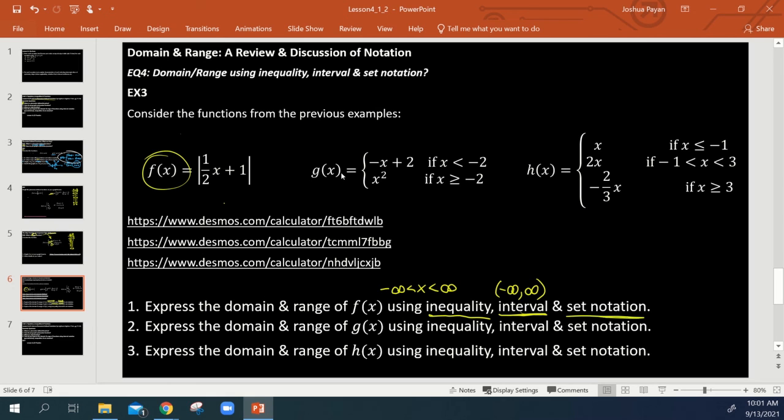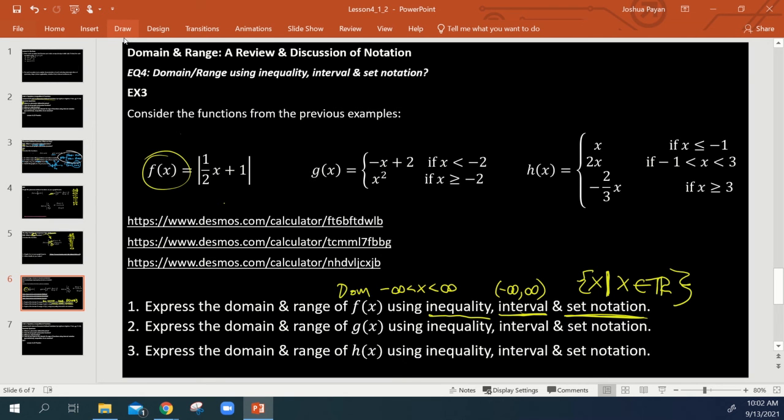Okay, and then set notation. So all I would say here is that our domain is an x such that, so that's what this bar means. So our domain is an x such that x is a real number. And you may remember seeing that from Algebra 1. Okay, so that's how I would say the domain. So what about the range?